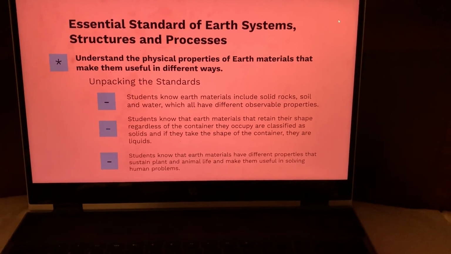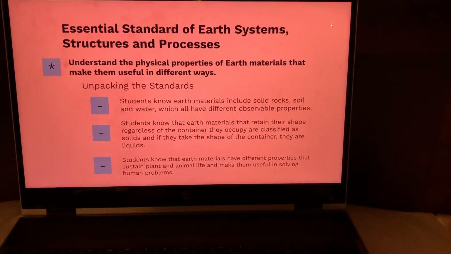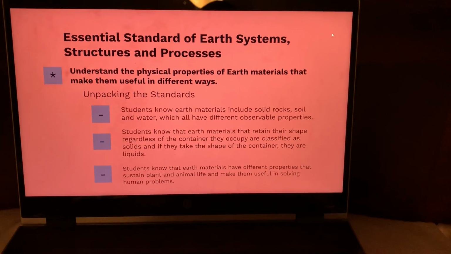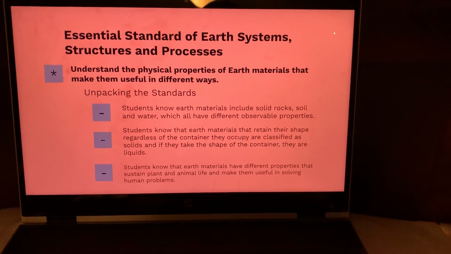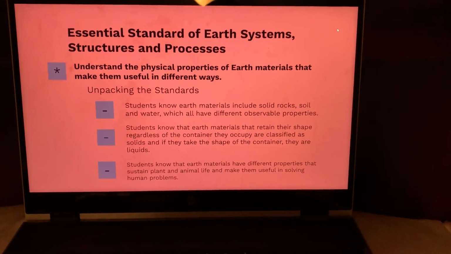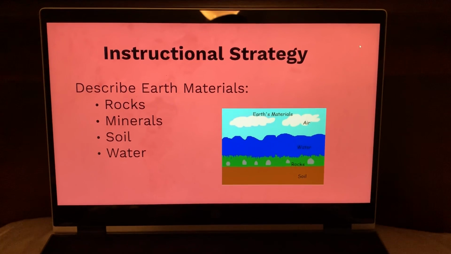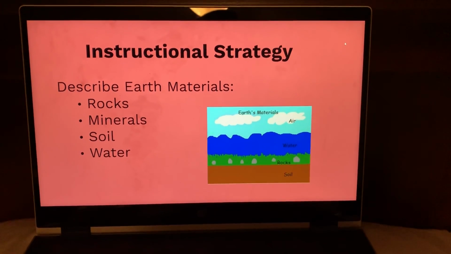If they don't change, they're considered a solid. If they do change to the shape of the container, they're considered a liquid. And also students know that earth materials have different properties that sustain plant and animal life and make them useful in solving human problems. So the instructional strategy would just, first and foremost, describe what earth materials are.